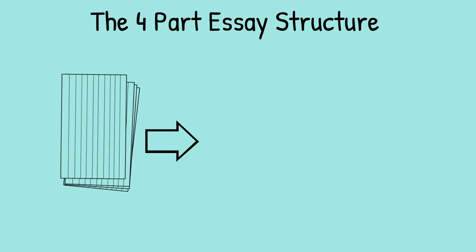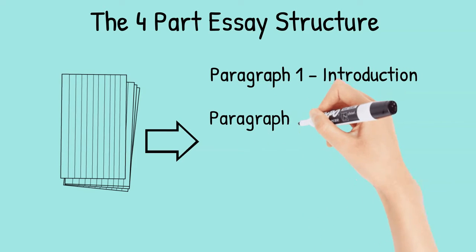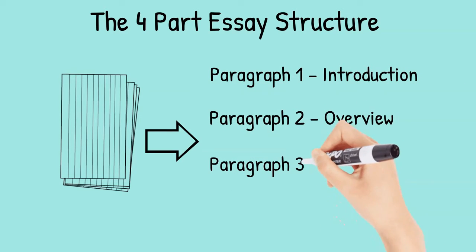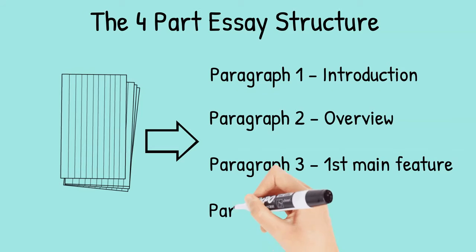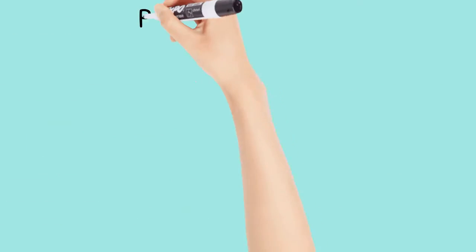Academic Task 1 questions. Ideally, your essay should have 4 paragraphs. Paragraph 1 should be the introduction, paragraph 2 the overview, paragraph 3 the first main feature, and paragraph 4 the second main feature. We now have everything we need to begin planning and writing our pie chart essay. Here's our practice question.